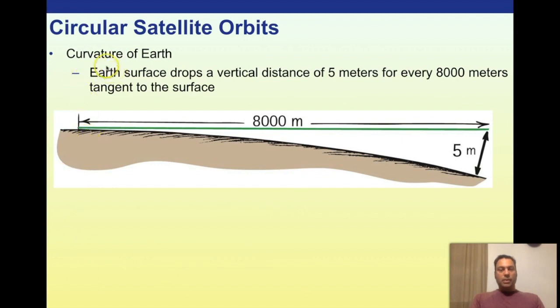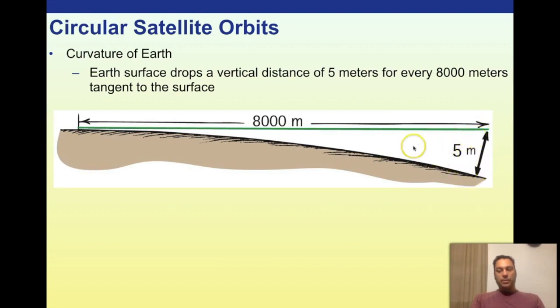So the reason why this occurs is because of the curvature of Earth. Earth's surface drops a vertical distance of 5 meters for every 8,000 meters tangent to the surface. So tangent just means this. You take a straight line that just touches the surface of the curvature of the Earth and project it out. Well, look at that. So for every 8,000 meters, it drops 5 meters. So every 8 kilometers, it drops 5 meters. That's not an insignificant amount of curvature. That's actually a considerable curvature for the Earth on average.